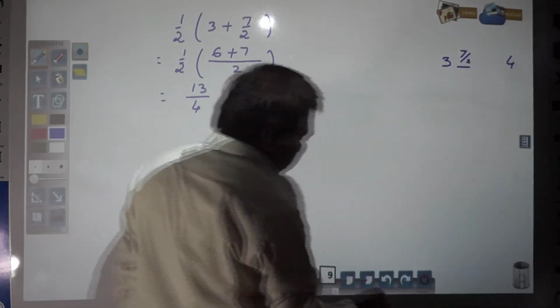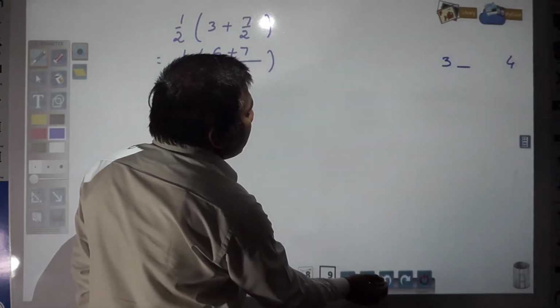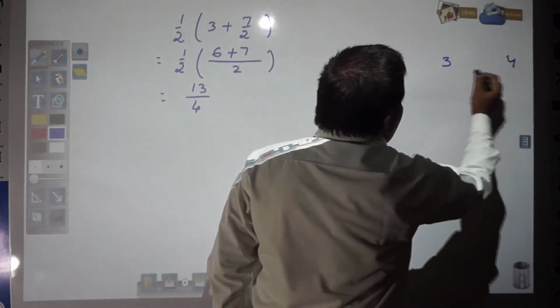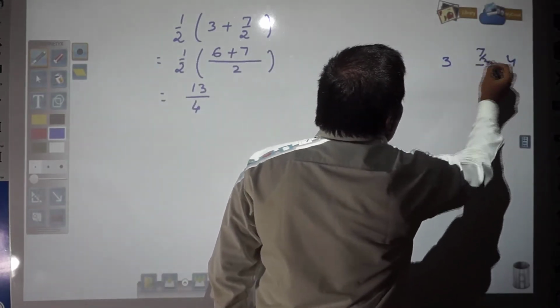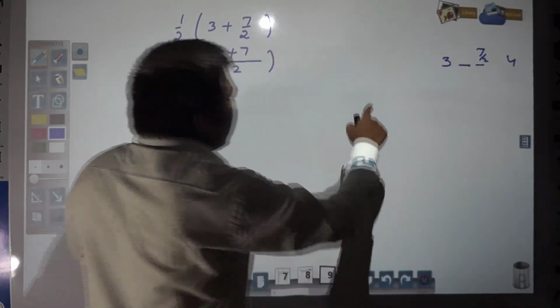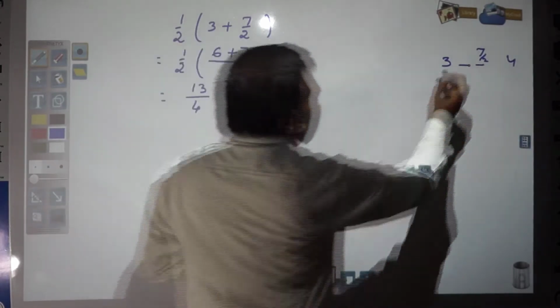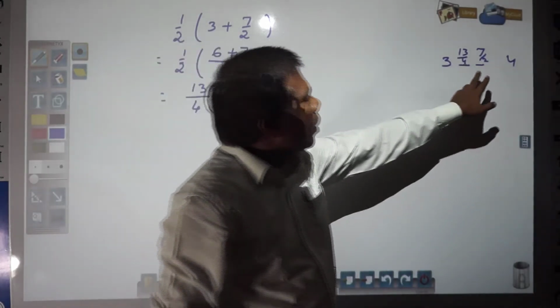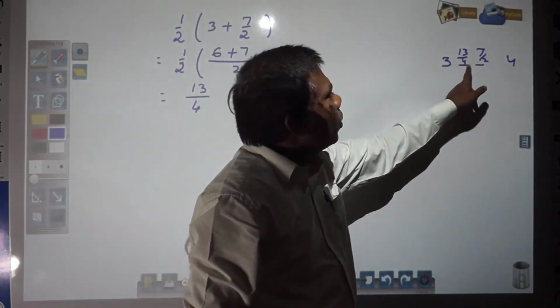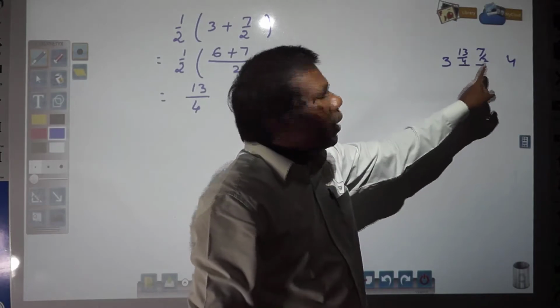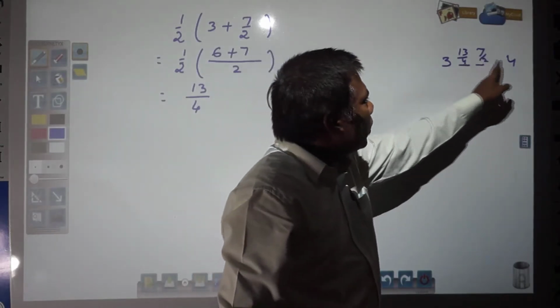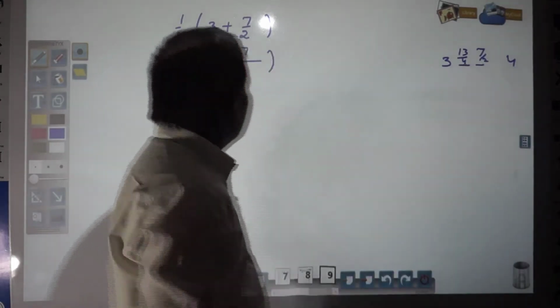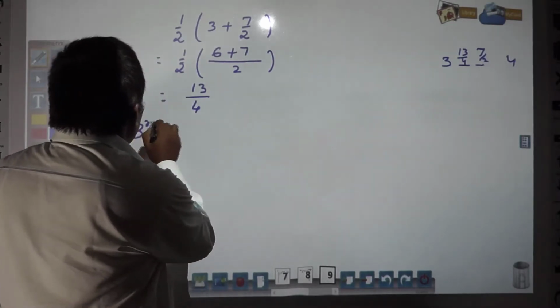So in between 3 and 4 you have 7 by 2, and in between 3 and 7 by 2 you got 13 by 4. Now you can find out either in between these two, or in between these two, or even in between 7 by 2 and 4. Any three you need to find out.